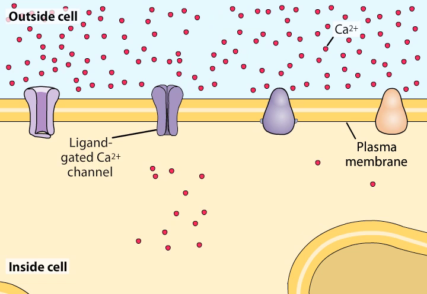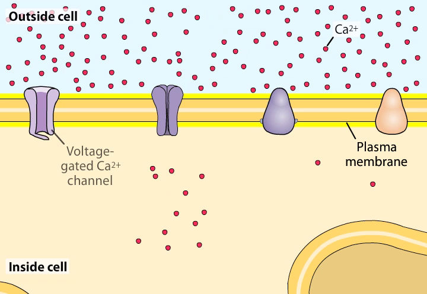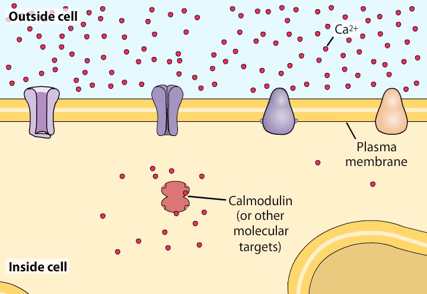In another example, a voltage change across the plasma membrane causes a voltage-sensitive calcium channel to open. This transient rise in cytoplasmic calcium concentration transmits information within the cell. The rise in calcium allows calcium ions to bind to a large number of calcium-binding proteins that serve as molecular targets, such as calmodulin, which is abundant in the cytosol of all cells.